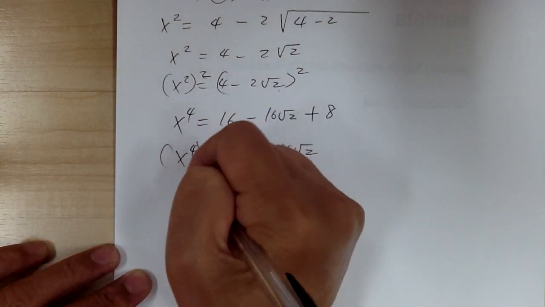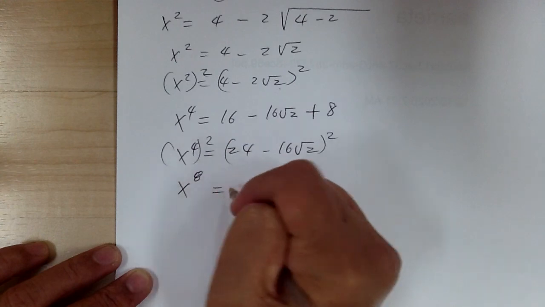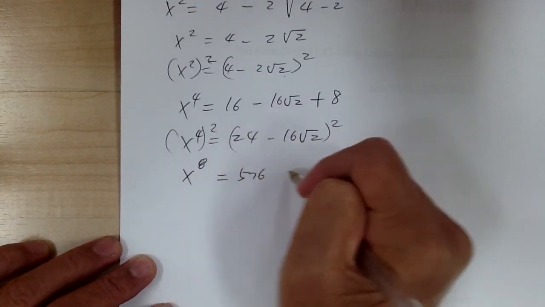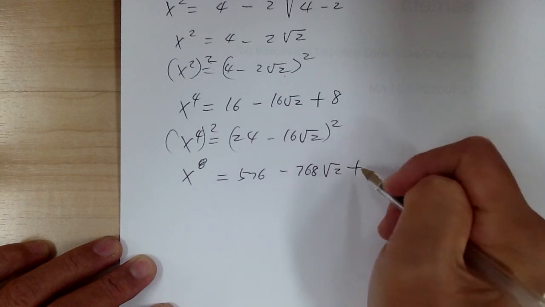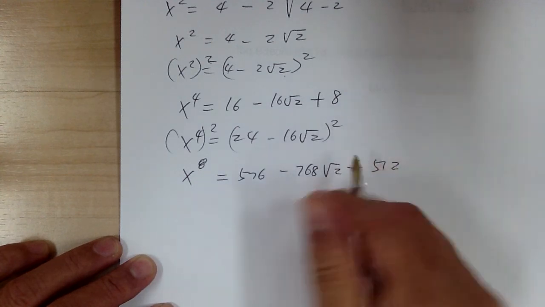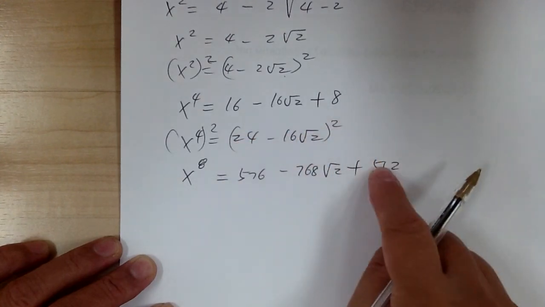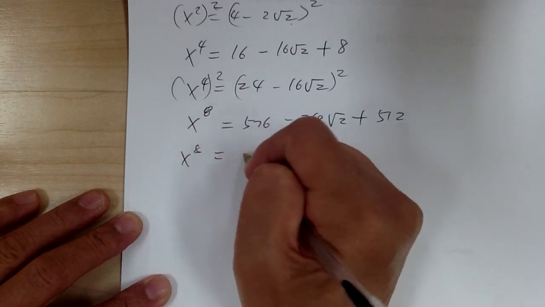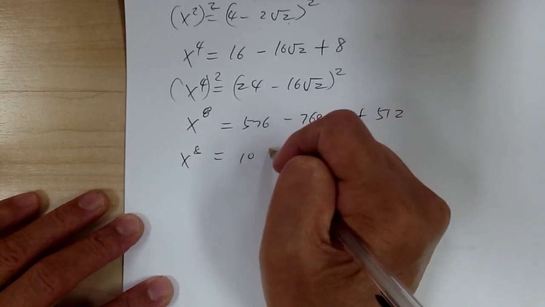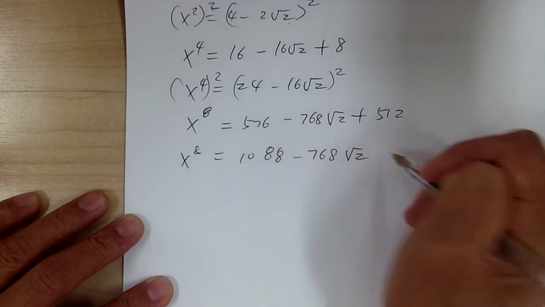Then we're going to square this one more time. So x to the 8 will equal to 576 minus 768 square root of 2 plus 512. Right, again, you square that, you get that. Multiply all this together, you get that. And you square that, you get that. Okay, so x to the 8 equal to 1088 minus 768 square root of 2.